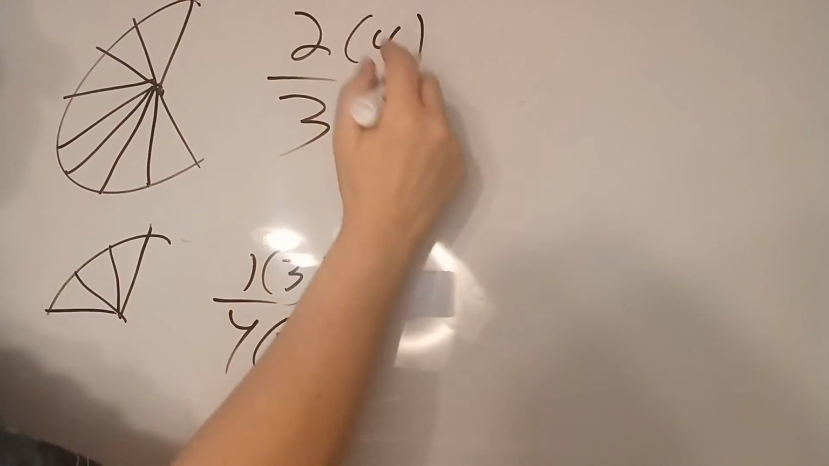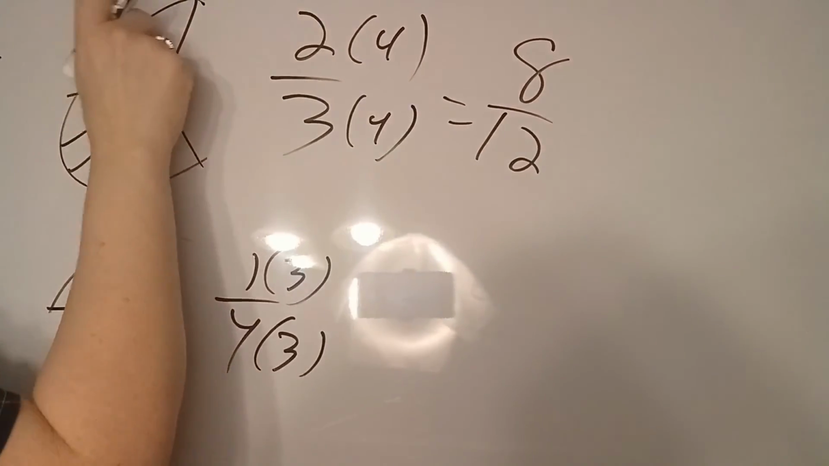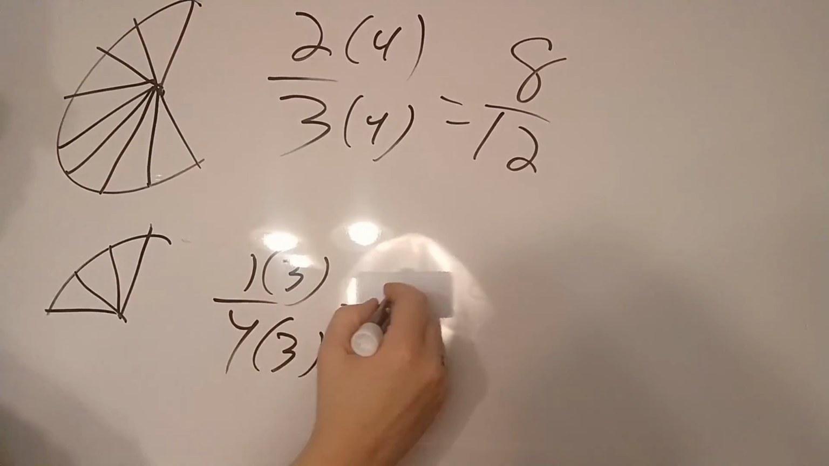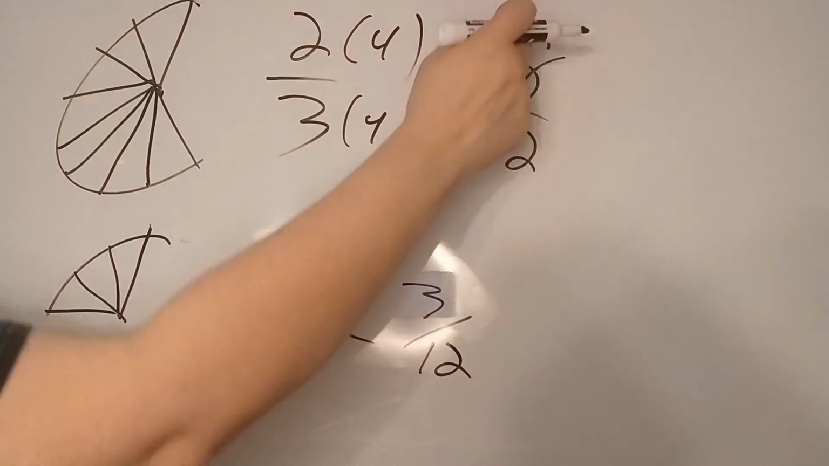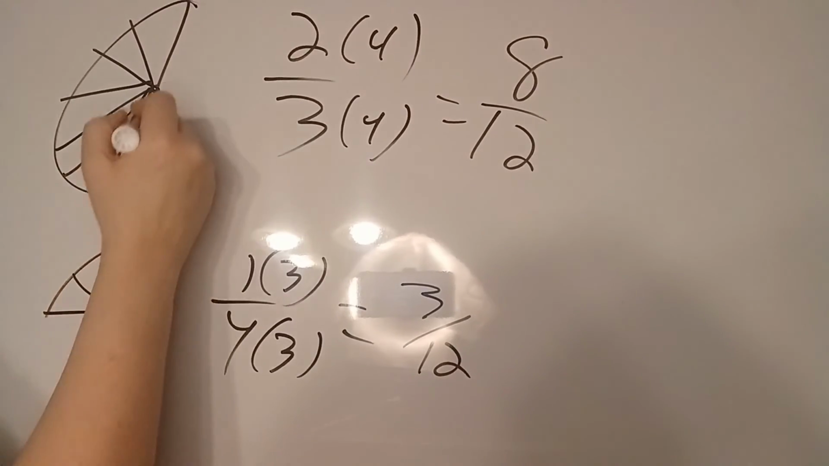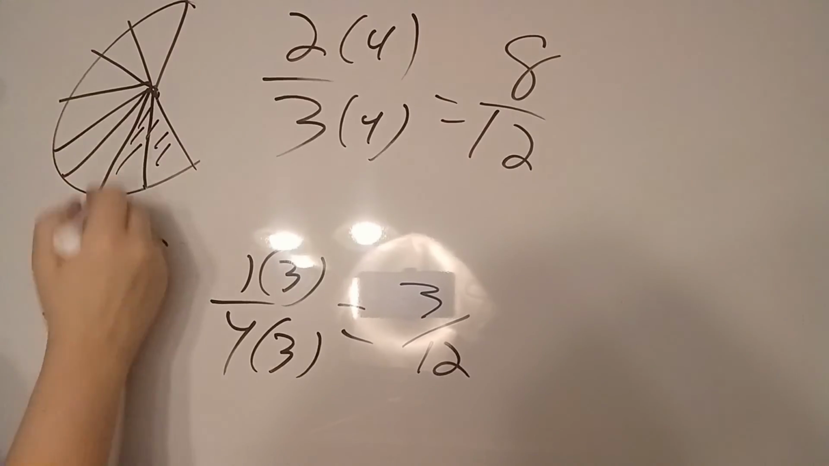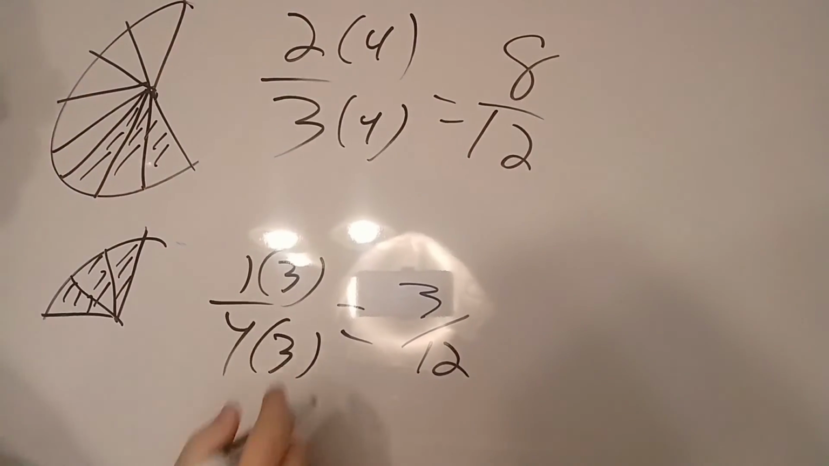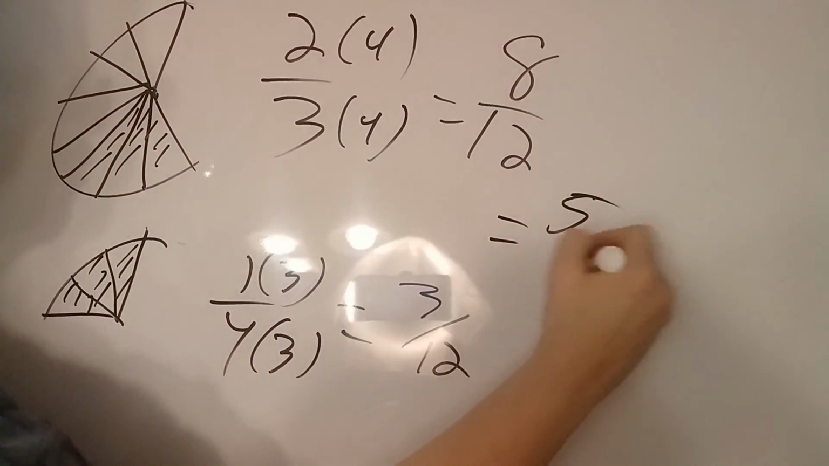So we have 2 times 4 is 8/12ths, which we can see counting 1, 2, 3, 4, 5, 6, 7, 8. And 3/12ths. So now 8/12ths minus 3/12ths. That means for every one of these, we kill off one of those. 1, 2, 3, 4, 5. 5/12ths. So 8 pieces minus 3 pieces is 5/12ths.